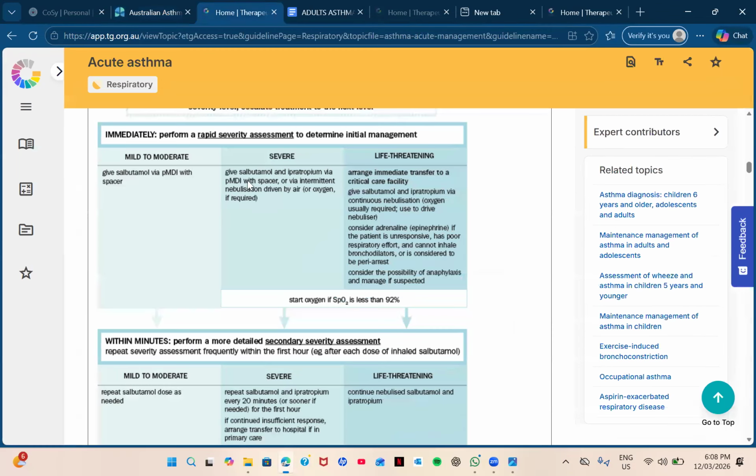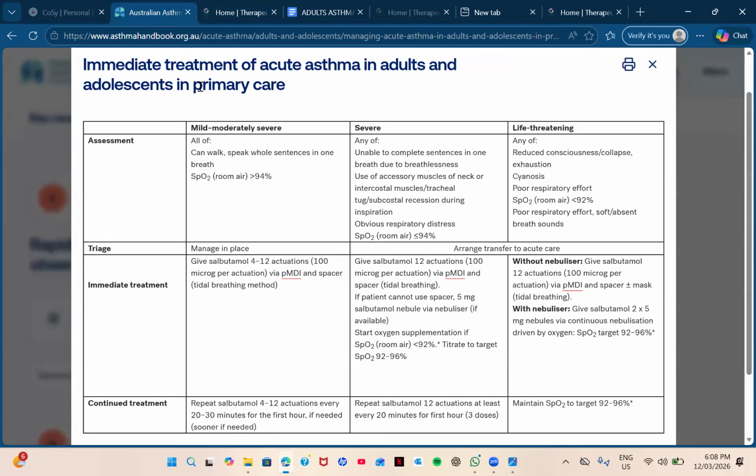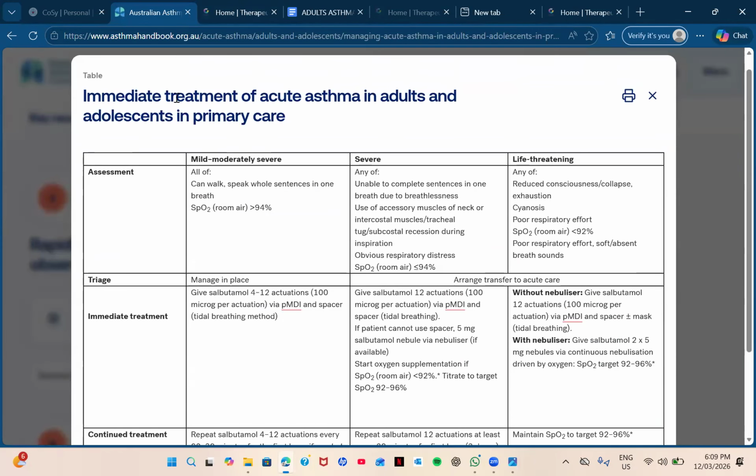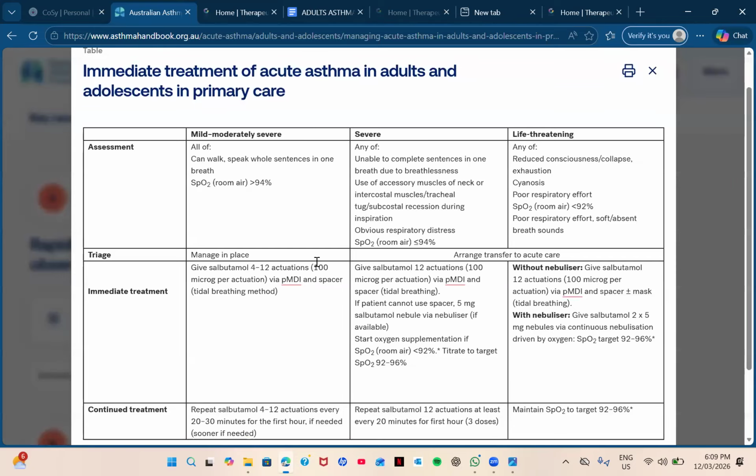This one is also not bad, okay? Because here they have given the immediate treatment according to the immediate severity assessment, right? Mild to moderate severity means they can walk, speak a whole sentence in one breath, and SpO2 more than 94%. So in that case, this is mild to moderate severity, right? So how should you manage these patients, doctors?